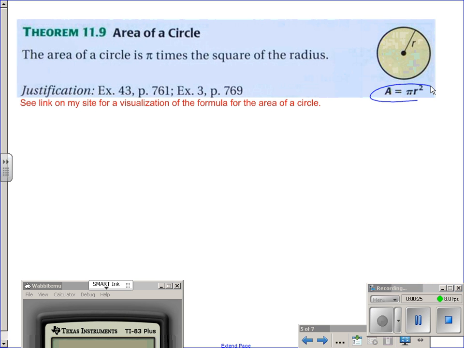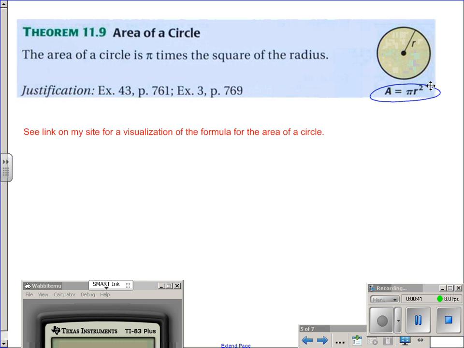Area equals pi times the radius squared. It's an area, so it's still a unit of length squared. So area is a length. When you square that radius, you get a unit of length squared, just times pi.